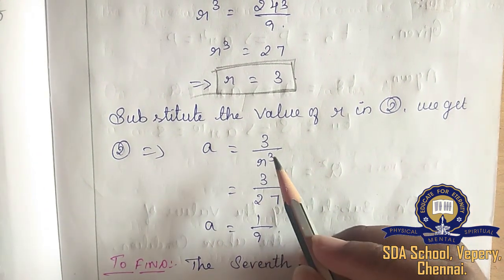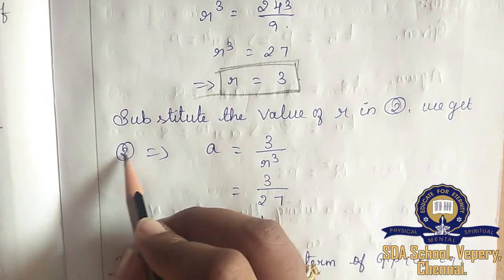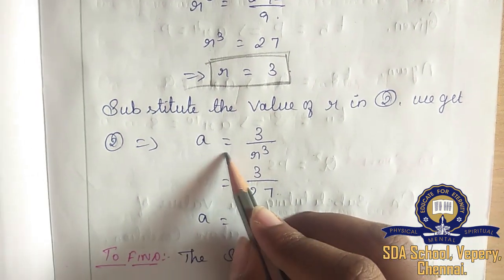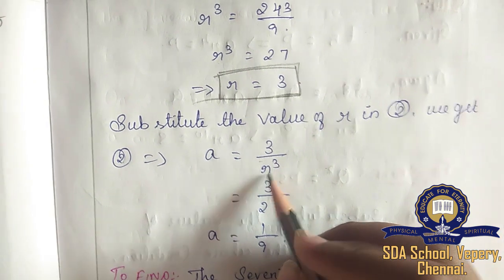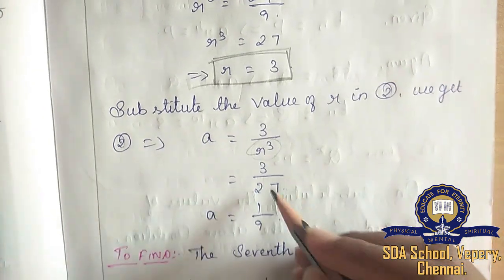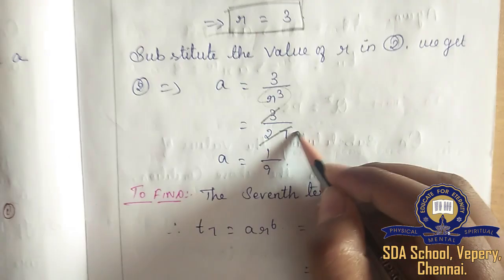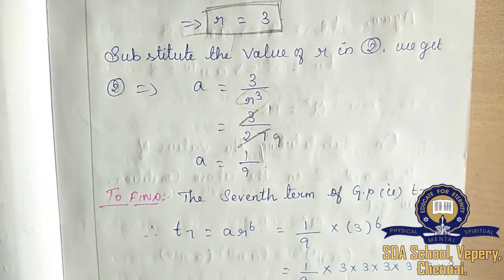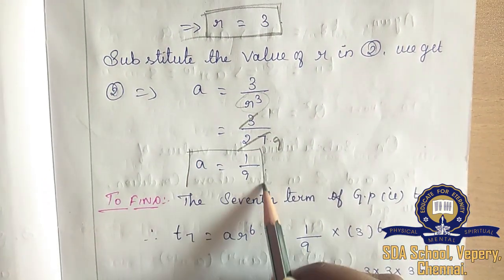So how will you find the a value? Second equation. What is the second equation we have seen? A is equal to 3 by r cube. So can I substitute the r value here? 27. So if you cancel, the answer will be 1 by 9. So r is 3 and a is 1 by 9.